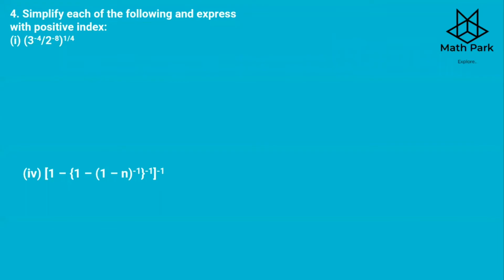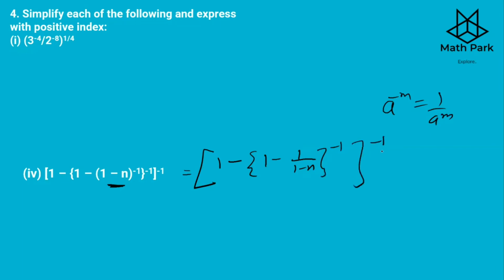Now here it is again simple. What you have to do? In the fourth part of question number 4, we have 1 minus brace bracket 1 minus n raised to minus 1, this raised to minus 1, the whole bracket raised to minus 1. So we will slowly solve one bracket. We keep the outer bracket as it is, 1 minus. First we are going to solve this one. So 1 minus this brace bracket as it is, 1 minus this becomes 1 upon 1 minus n raised to 1, which we need not write here. The law we are using is a raised to minus m is 1 upon a raised to m. Now this raised to minus 1 and this whole raised to minus 1 again.